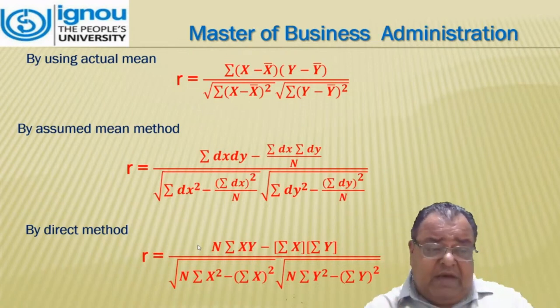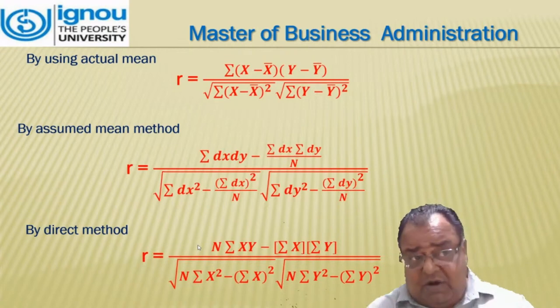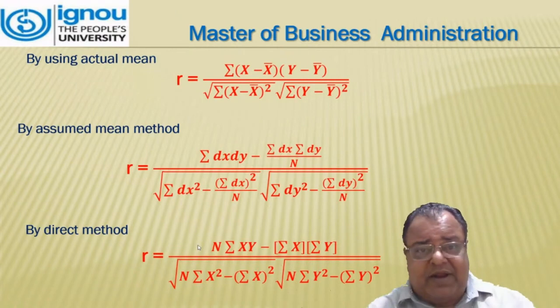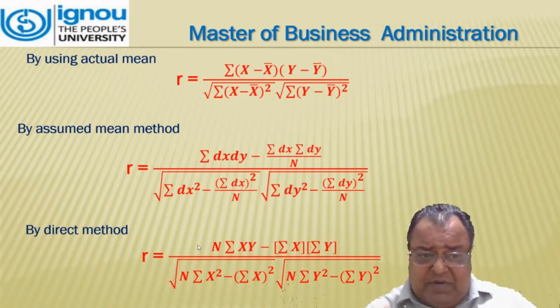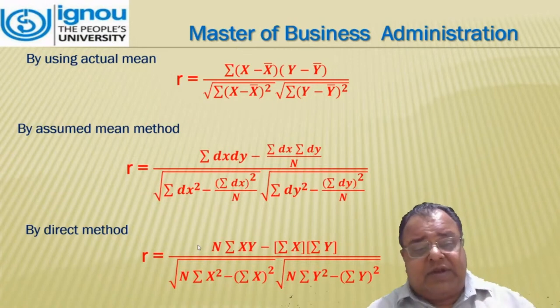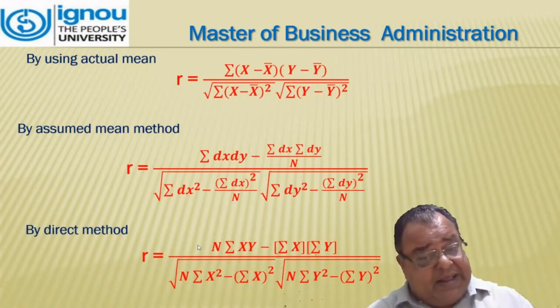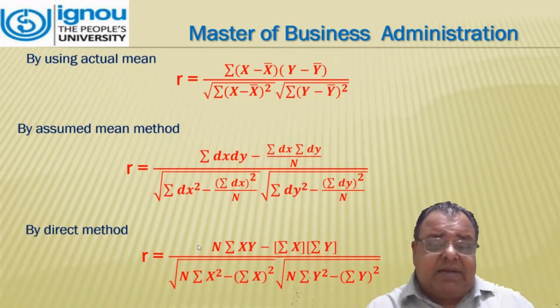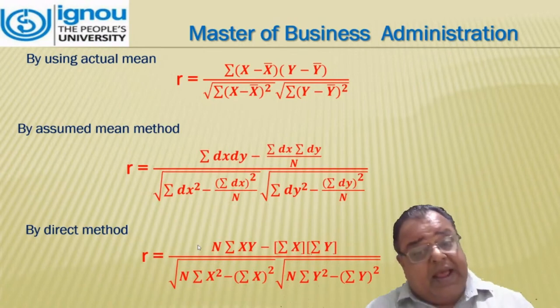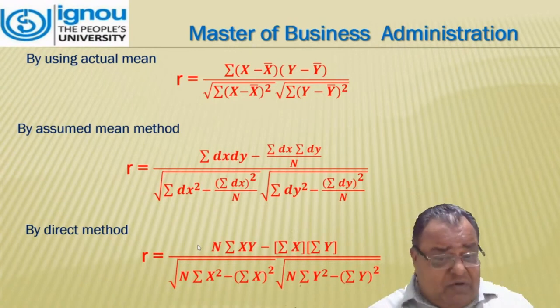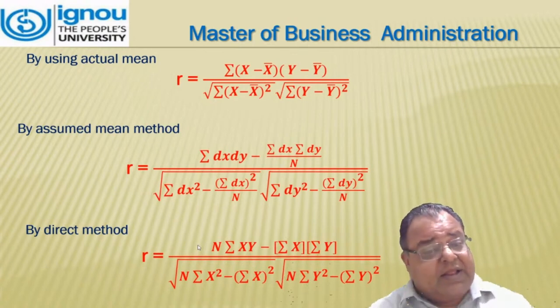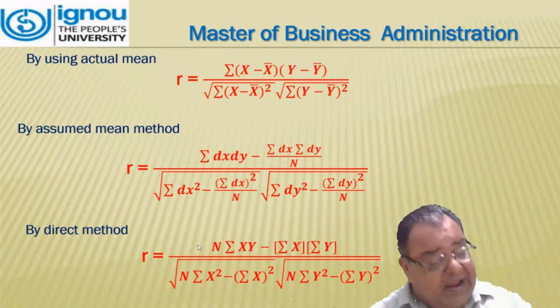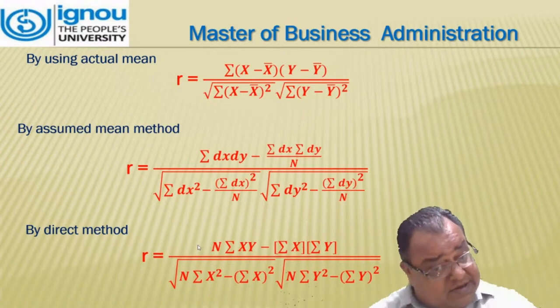If we have an assumed mean, what we have studied in our earlier sessions, calculation of mean from assumed mean, in that case we will be using the formula R equal to summation dx dy minus summation dx summation dy upon n. And this whole is divided by, we have to be very careful to remember that there is a difference between summation dx square and summation dx whole square.